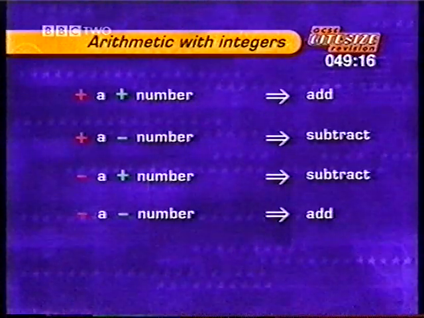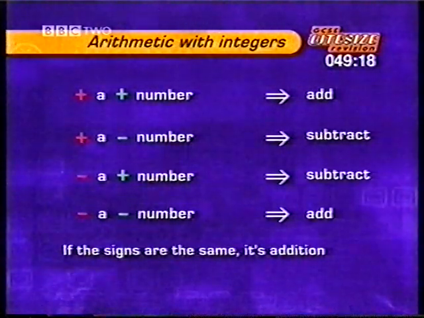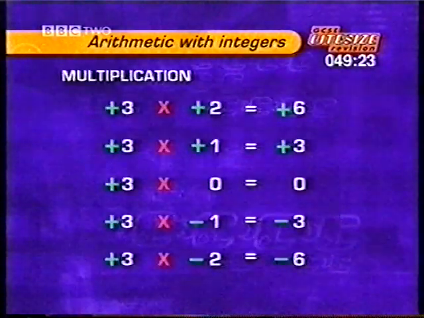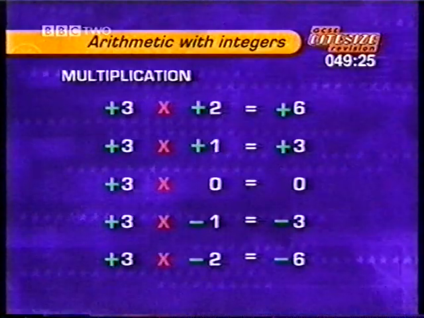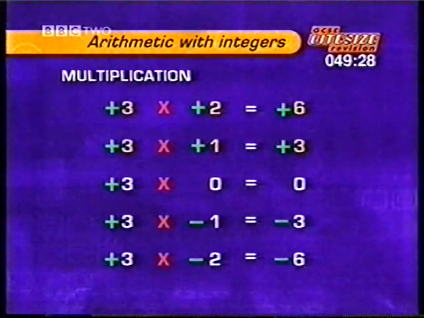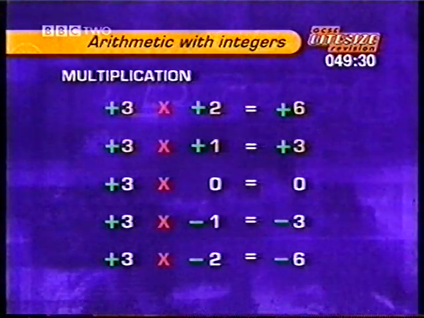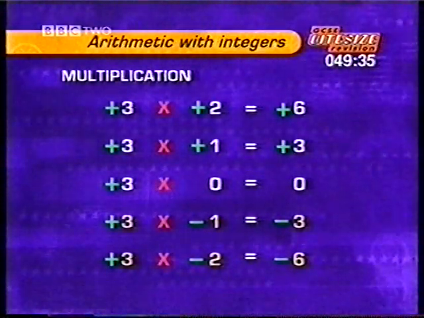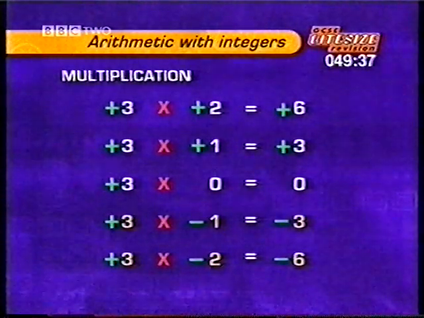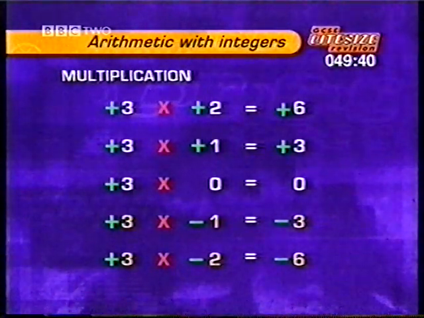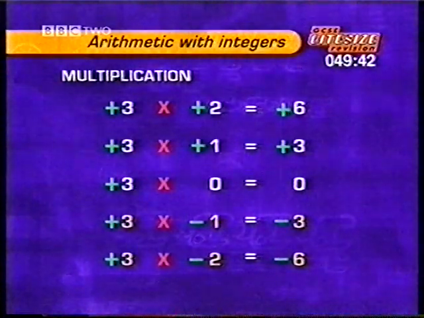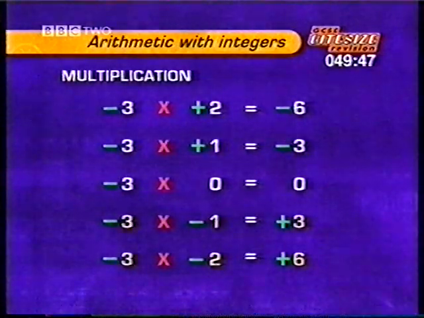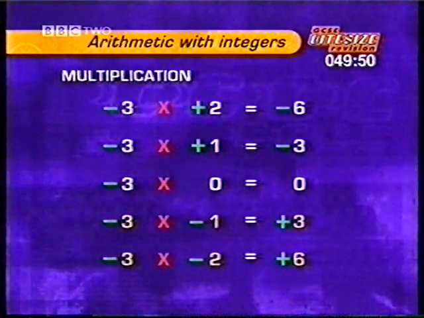So here are some rules. If the signs are the same, it's addition. If the signs are different, it's subtraction. What happens when the operation is multiplication? Here, a positive number times a positive number gives a positive answer, and a positive number times a negative number gives a negative answer. Remember, multiplication is repeated addition, so 3 negative 2's are negative 6. Similarly, when multiplying a negative number by a positive number, the answer is negative, and a negative times a negative is a positive.